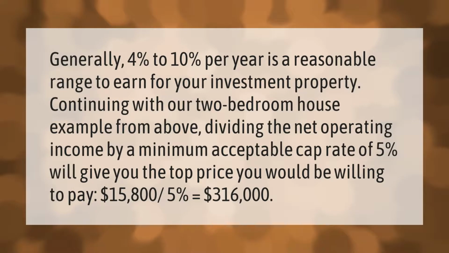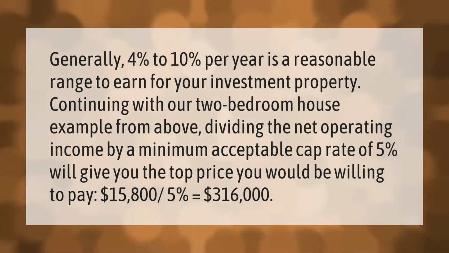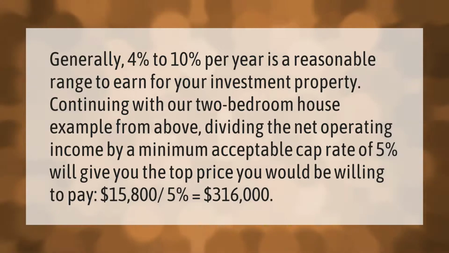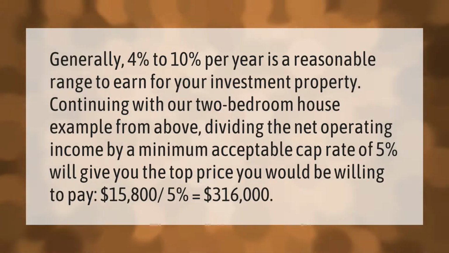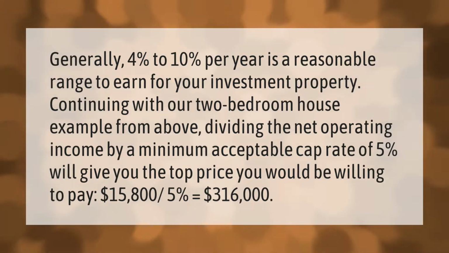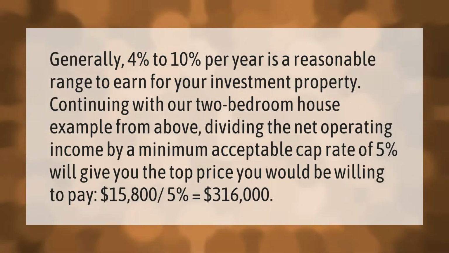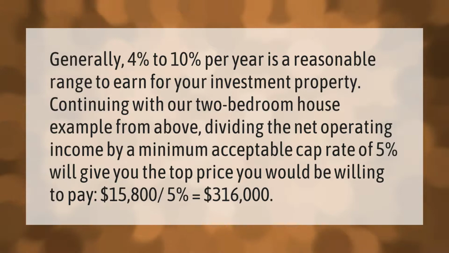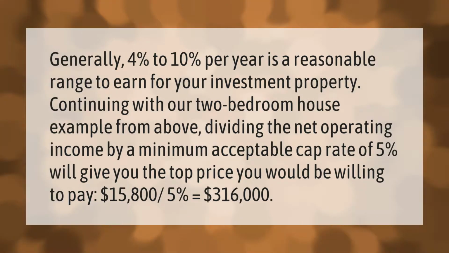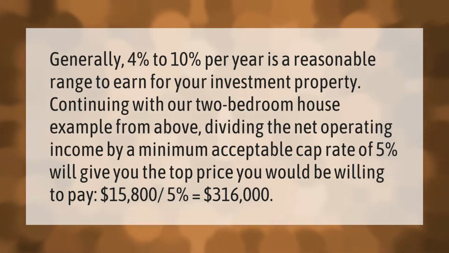Generally, 4% to 10% per year is a reasonable range to earn for your investment property. Continuing with our two-bedroom house example from above, dividing the net operating income by a minimum acceptable cap rate of 5% will give you the top price you would be willing to pay. $15,800 per 5% equals $316,000.